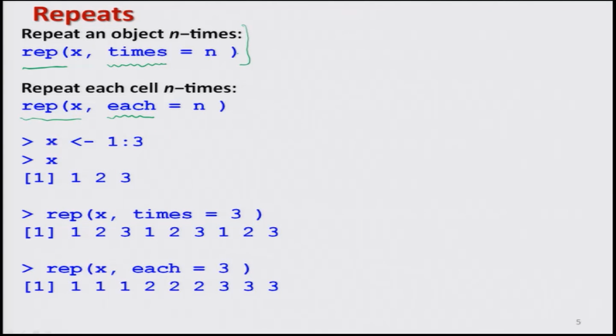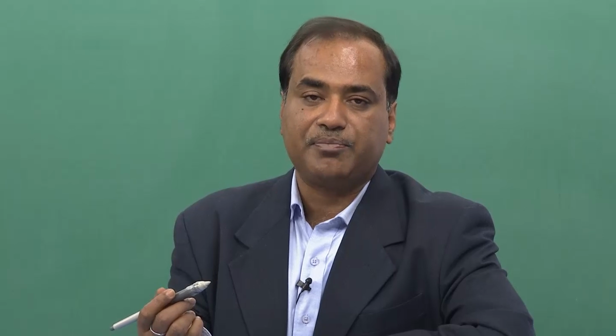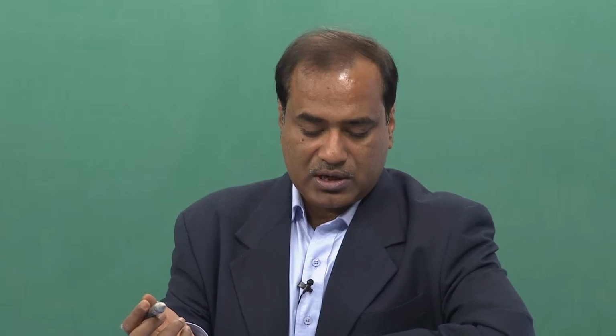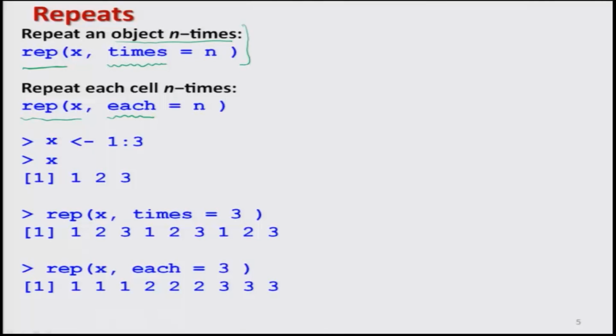So, in this case what I am trying to do is repeat an object n times, and what is my object? This is x. This can be a scalar or this can be a vector quantity. For example, earlier we considered an example where I took a sequence from 1 to 4. So, in this case every object is repeated a number of times, and n has to be an integer value. And when I use the rep command with each, it is saying to repeat each cell a number of times.